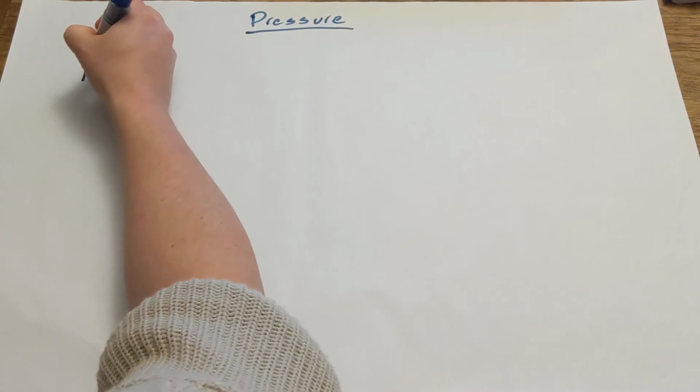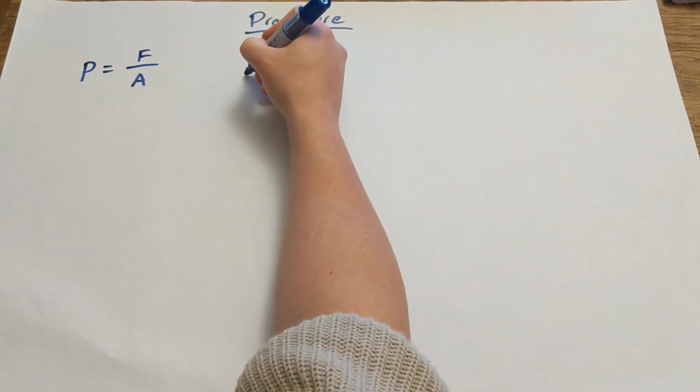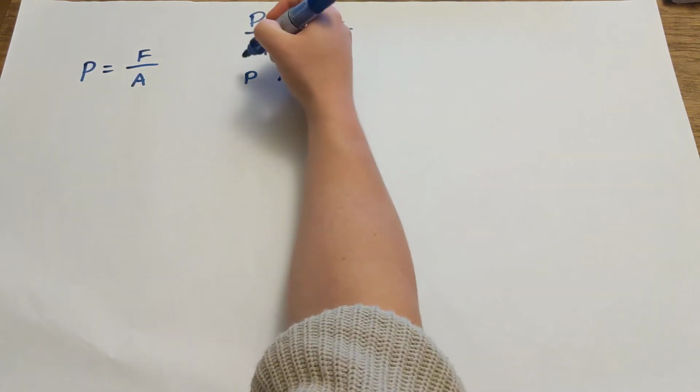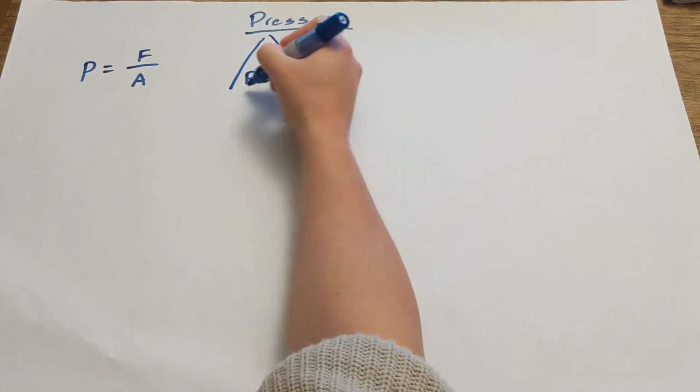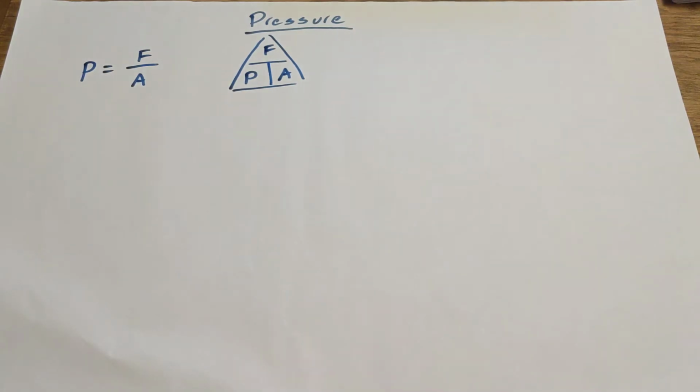And that gives us our formula for it. This is a formula we should be very familiar with by now: pressure equals force over area. If you wanted to put this in a triangle, you'd have pressure here, force at the top, and area there. This is what it looks like in your triangle.